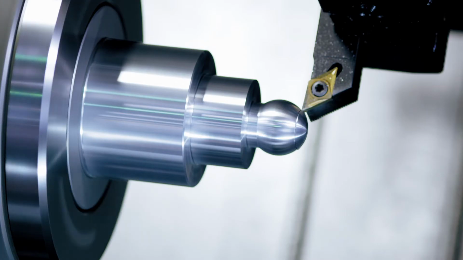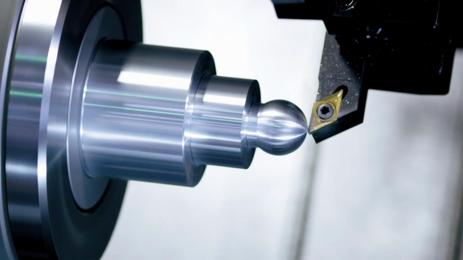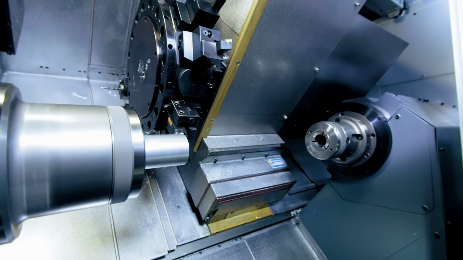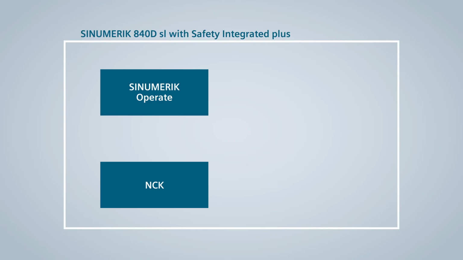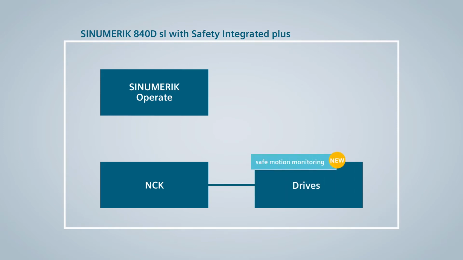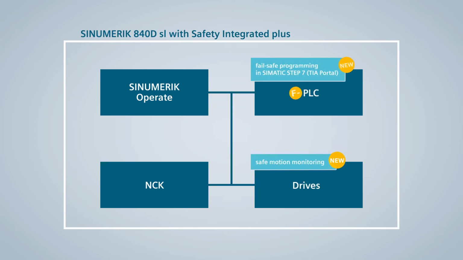The new version of the integrated safety technology for machine tools offers a series of highlights. For Safety Integrated Plus, motion is monitored exclusively in the drive. The fail-safe program is generated in the known Step 7 programming language. Afterwards, it only runs in the integrated FPLC of the SINUMERIK 840D SL.